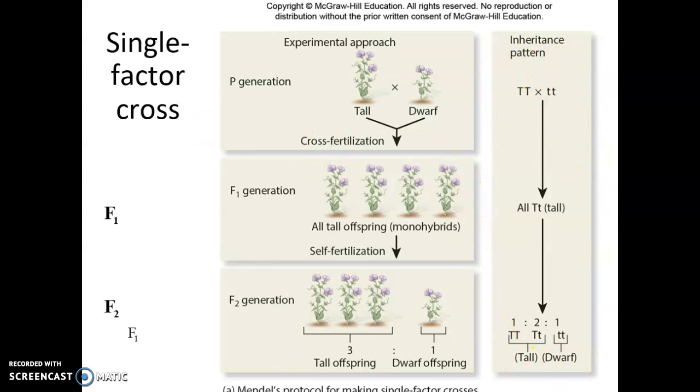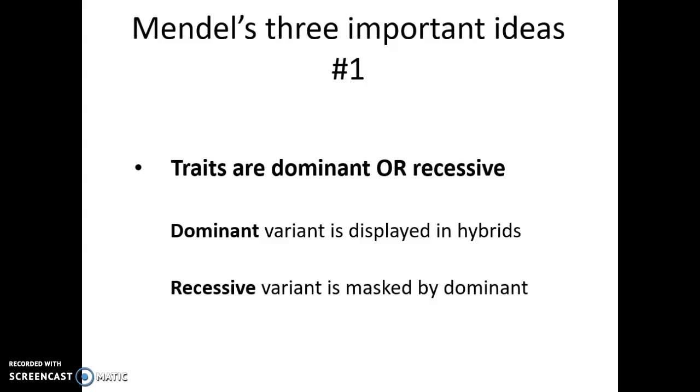All right, so let's just wrap up 3 important ideas that Mendel came up with. He figured that traits or alleles were either dominant or recessive. The dominant variant will show up whether you are heterozygous for that dominant allele or homozygous. And recessive variants are masked by the dominant allele.